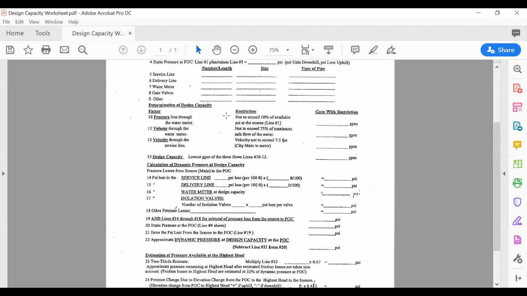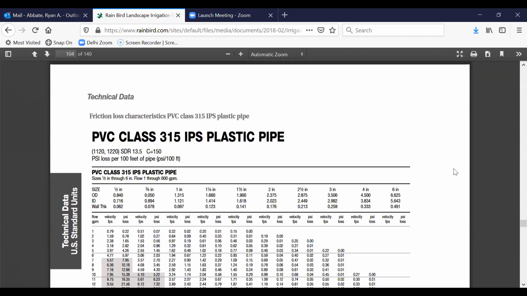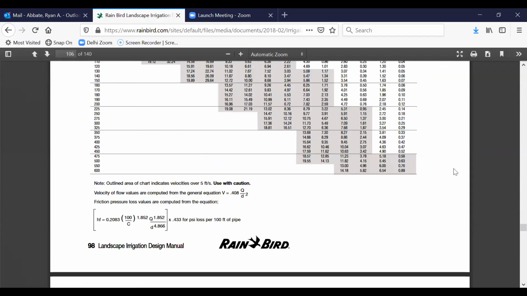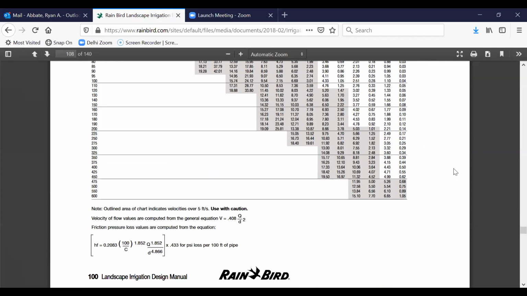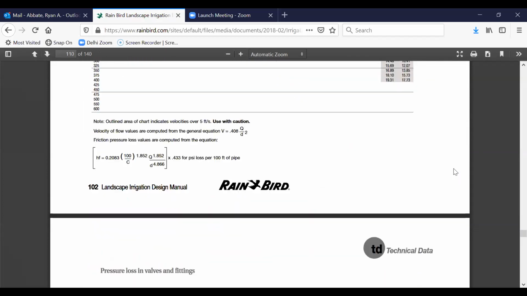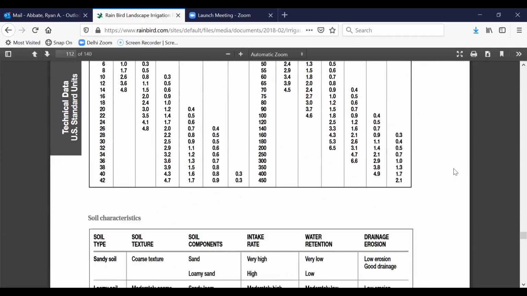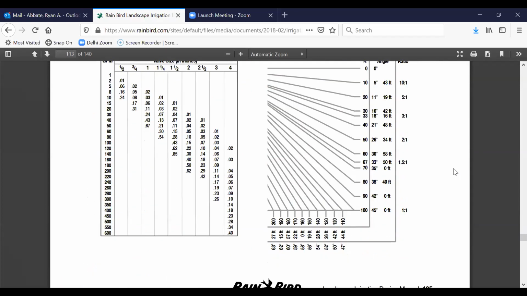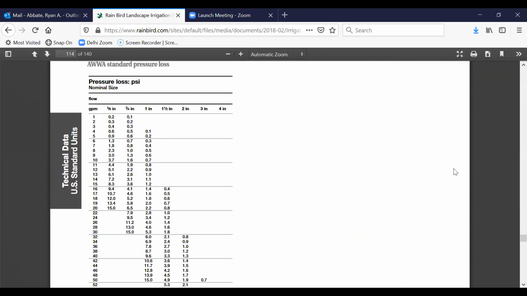And then finally, our water meter. So we'll have to go back to our charts, to our water meter. So our flow is what? 18 gallons per minute. So our pressure loss through that 1-inch meter, 1.8 PSI.